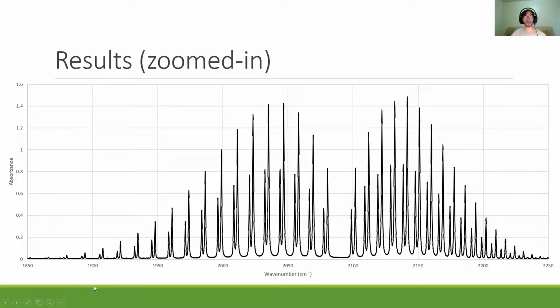Now notice that we almost have different branches here, right? We're going to call this guy the P branch, and that's where you are going from J, the change in J is -1. So you're going from J equals 2 to J equals 1, for example. Over here, the opposite's happening. We're going to call this the R branch. We're going from J equals, let's say, 0 to 1, so +1.